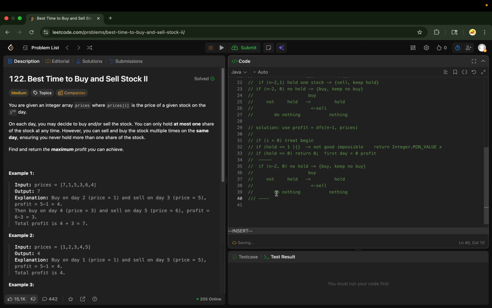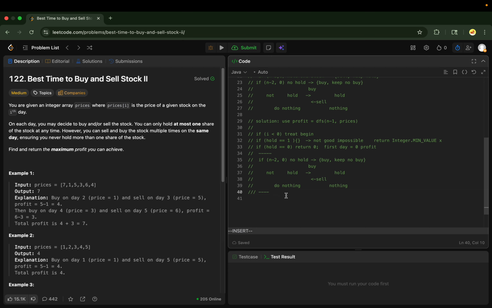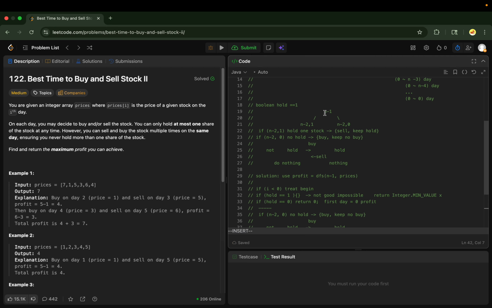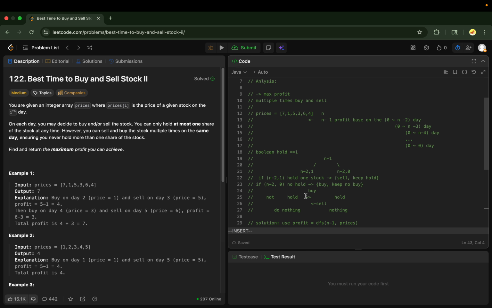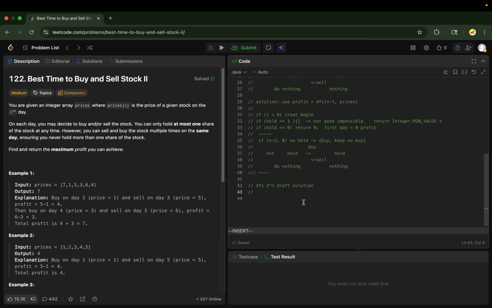To do something here. And for the time complexity, we use DFS, and we have two branches actually, right? So it will be O(2^n). This is the draft solution. And the space is based on the stack, right? So it will be O(n) here.